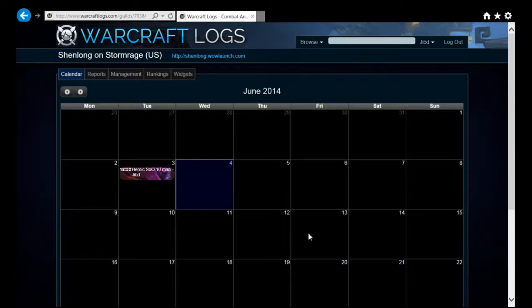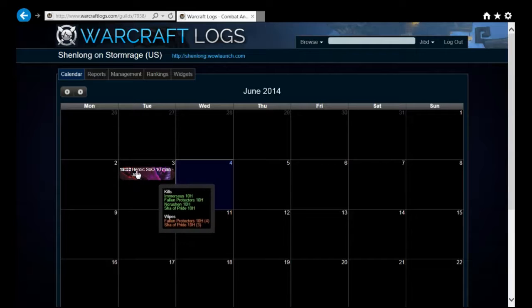All right, so guys, when you log in to Warcraftlogs, you need to search for our guild, Shenlong on Storm Rage US. And once you do, you'll come up with a calendar here that will have all of the logs that are currently posted. And right now I have the logs posted from Tuesday, June 3rd. We did Heroic Siege of Orgrimmar, and we did 4 bosses that night.